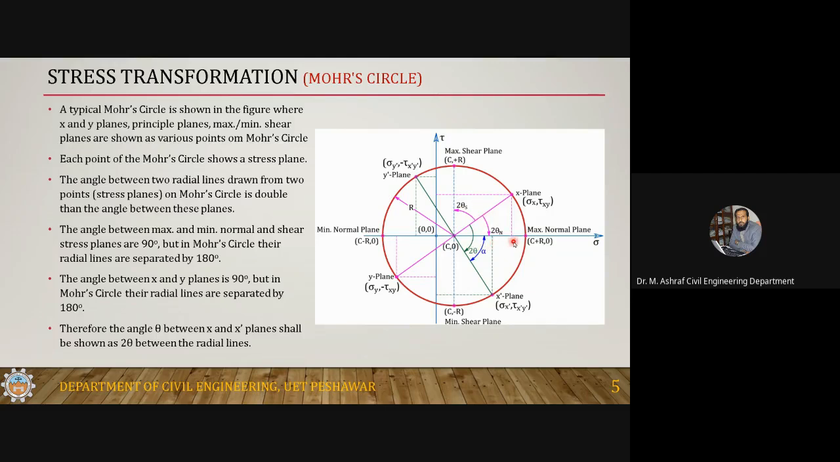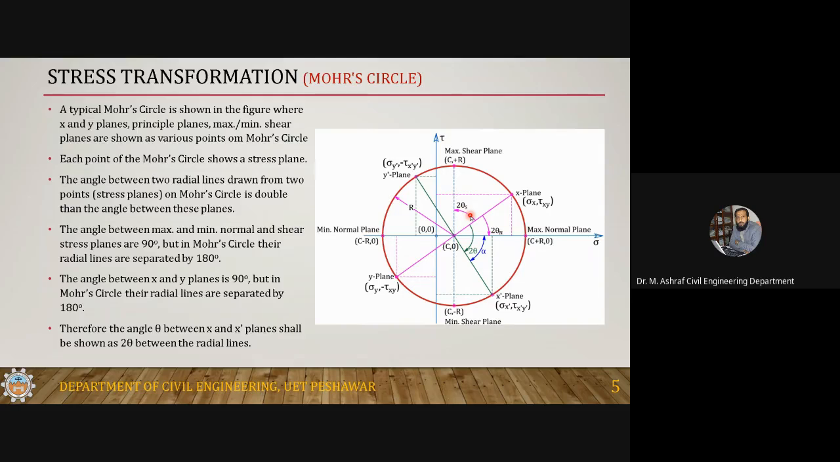This is the 2 theta and it should be 2 theta n. It should be double the actual angle between x and the principal plane. We call it theta n, but here it should be double that, since in the Mohr circle the angles are double. Similarly, the angle between the x-plane and the maximum shear stress plane, we call it theta s, but in the Mohr circle it should be 2 theta s. It should give you double the angle.